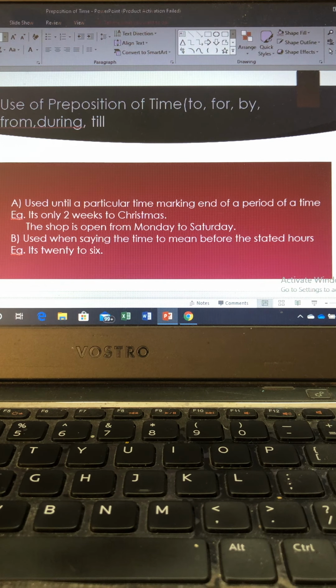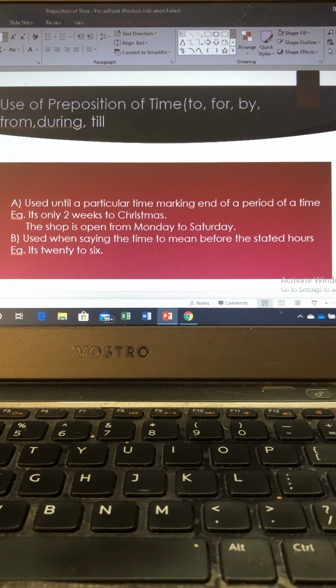Then the second way we can use to is when saying the time, to mean before the stated hour. Students, this sentence sounds a little confusing. Let's take an example and then understand. Suppose somebody asks you, what is the time by your watch? And you are saying, it is 6:20. Maybe 6 in the evening. So you simply say it is 6:20.